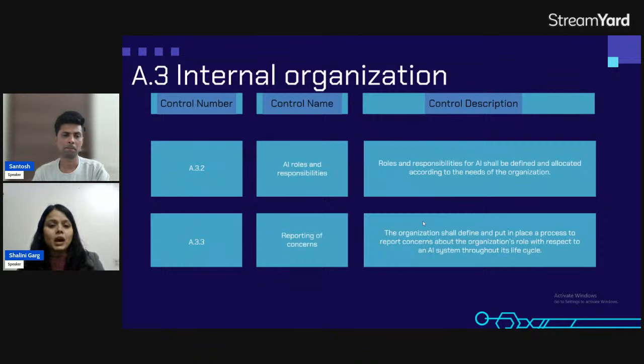So when handling our responsibilities related to the organization, we should also think about AI policies, AI objectives, or any other risk that is out there.